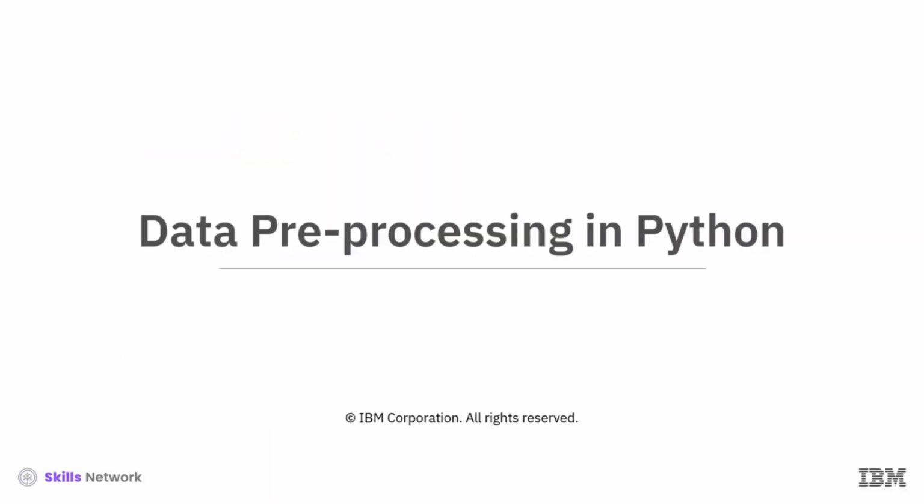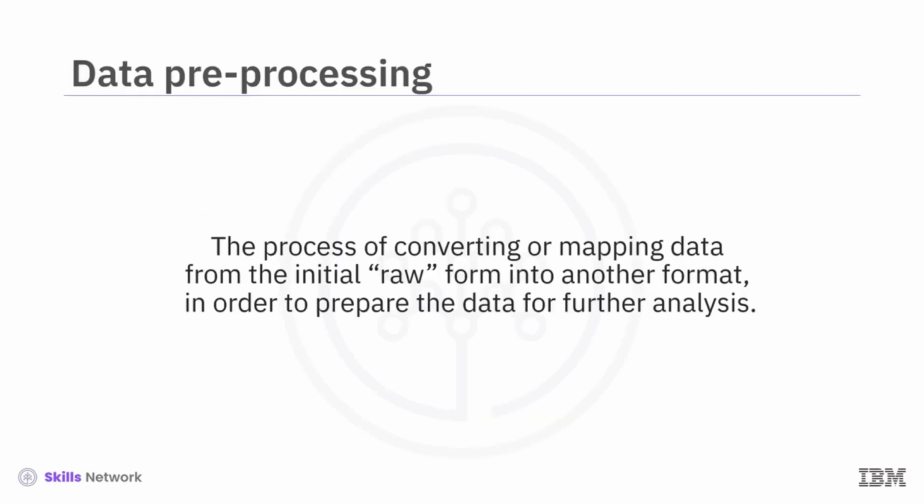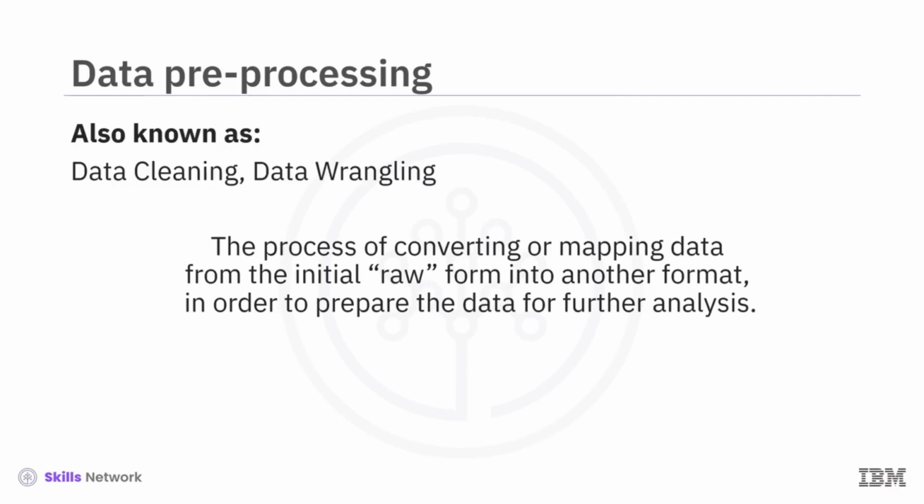In this video, we'll be going through some data pre-processing techniques. If you're unfamiliar with the term, data pre-processing is a necessary step in data analysis. It is the process of converting or mapping data from one raw form into another format to make it ready for further analysis. Data pre-processing is often called data cleaning or data wrangling, and there are likely other terms.